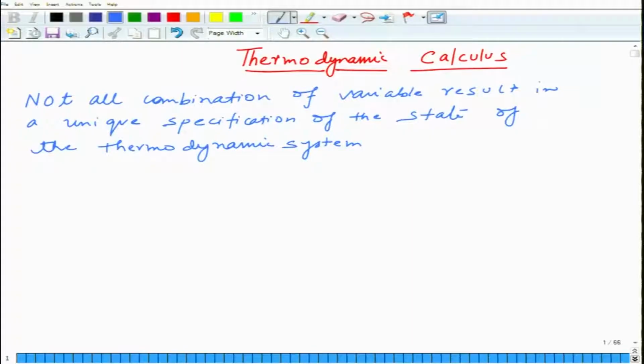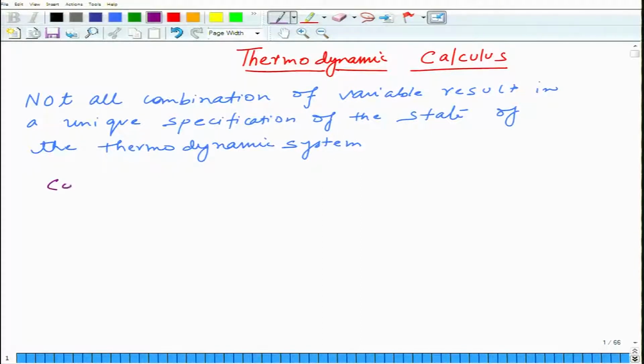Welcome back. In today's lecture, we will be covering thermodynamics calculus. So, not all combinations of variables result in a unique specification of the state of the thermodynamic system. This is something which we can understand by considering a simple saturated system.